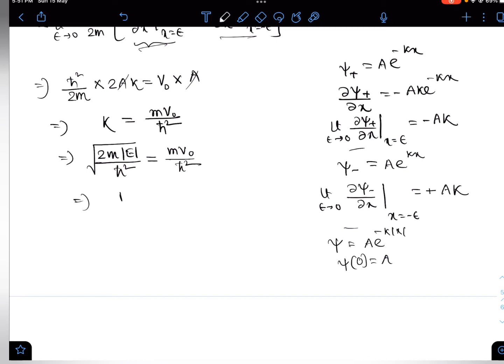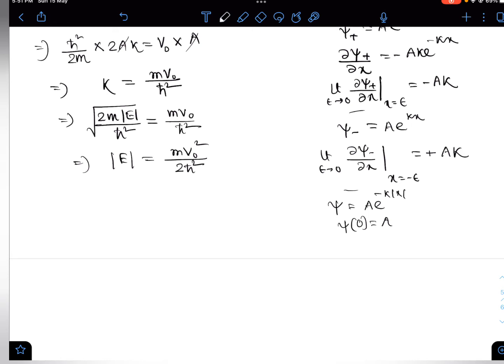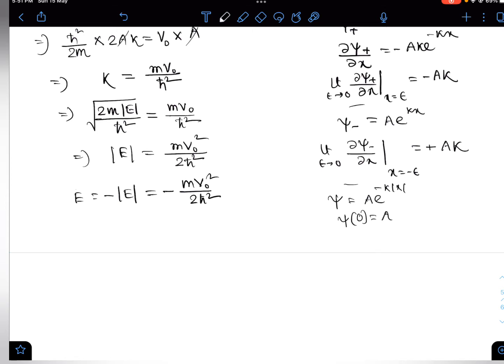So we get E to be mV0 squared by 2ħ squared. But our energy is defined as this. So we have our energy to be mV0 squared by 2ħ squared. So you can clearly see that there is only one value of energy. So that is why we have only one bound state. So there is only a fixed value of energy for which we will get a bound state.